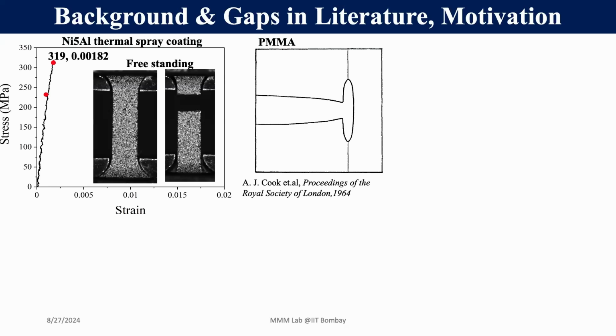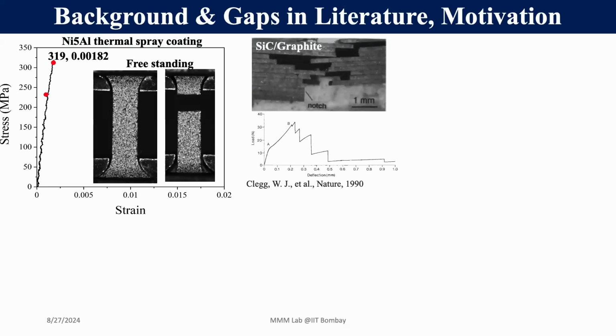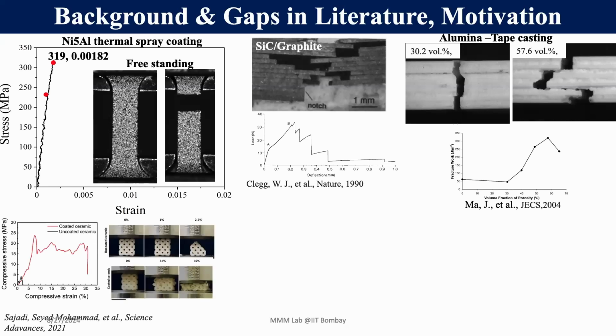First, A. J. Cook created an interface in PMMA and eliminated the catastrophic failure by deflecting the crack. So that's what they created, the interface. And the other one, Clark, created a laminated structure of silicon carbide and found an increase and eliminated the catastrophic failure. So like this, when you increase the amount of porosity in the interlaminar structure, an increment in the fracture toughness also takes place.